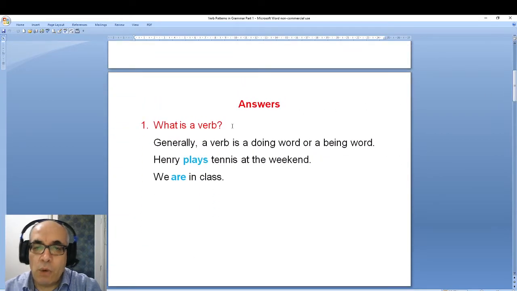Number 1, what is a verb? Generally, a verb is a doing word or a being word. For example, Henry plays tennis at the weekend. So plays is a doing word. It's a verb and it is a doing word. We are in class. So are is a verb and it is a being word.